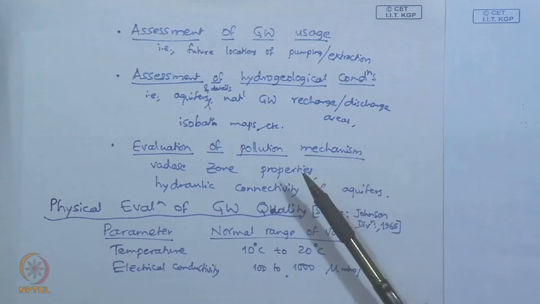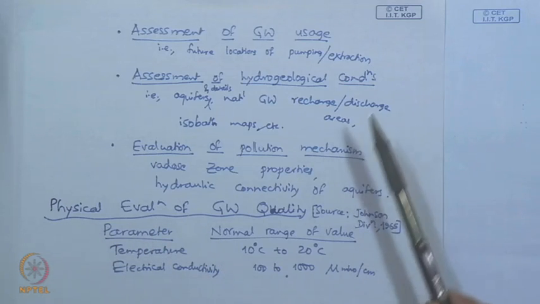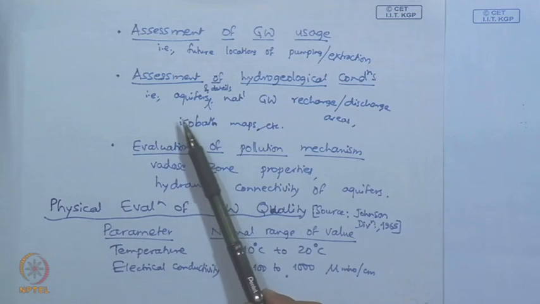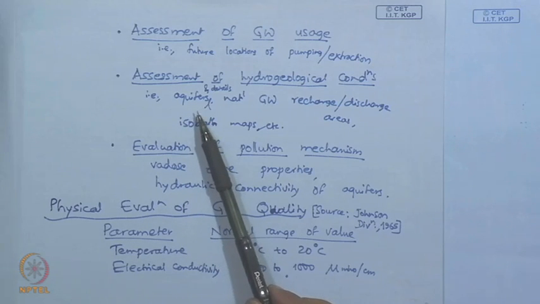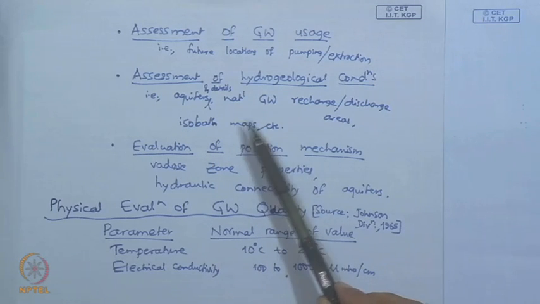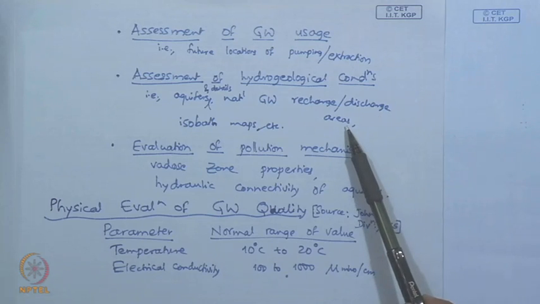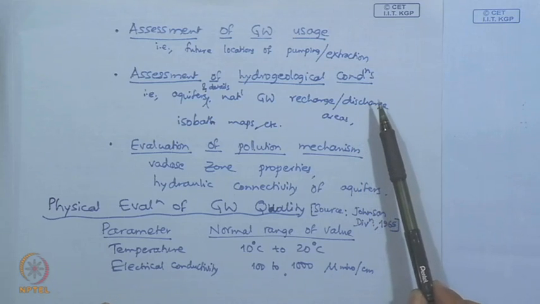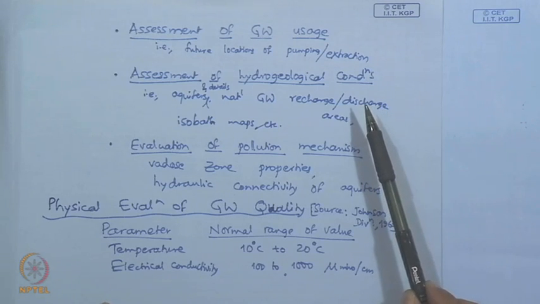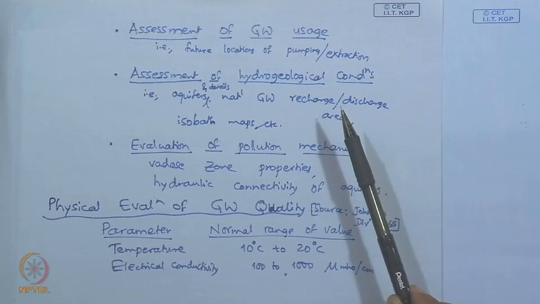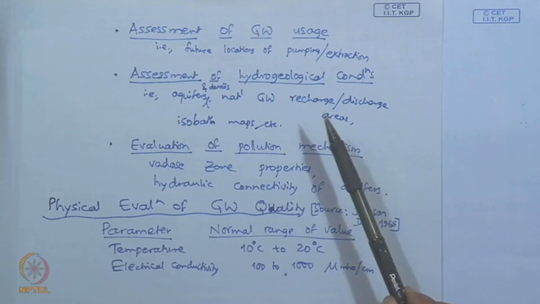And after this, we also need to assess the hydrogeological conditions. In this, we need to consider the aquifers, their depth, their areal extent, and other details, as well as their hydraulic conductivity and so on, as well as the natural groundwater recharge and discharge areas, the isobath maps. All these hydrogeological conditions need to be assessed properly so that we can get a fair estimate of the potential evaluation of the groundwater pollution.